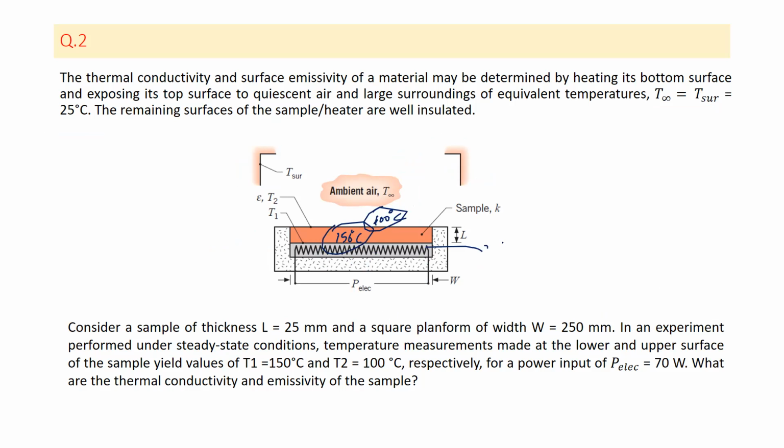Power input is given. It is 70 watts. So the question is, what are the thermal conductivity and emissivity of the sample? What is the K as well as epsilon value? Okay. So how will you approach this problem?